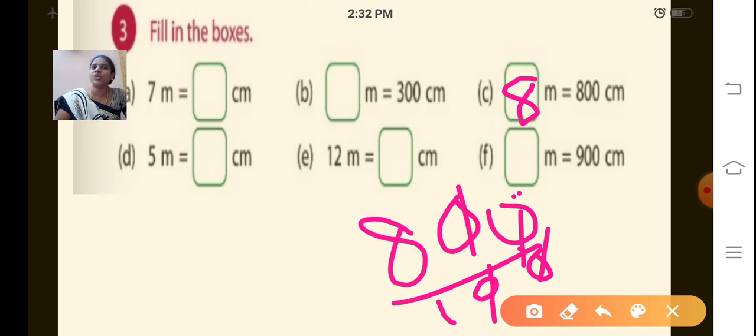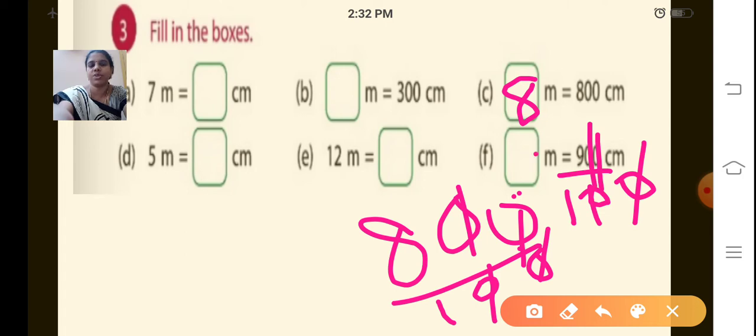So, you know how to convert meter to centimeter. Convert meter to centimeter, multiply by 100. And to convert centimeter to meter, divide by 100. Clear now? Then, D sum is homework for you. E sum is homework for you. And F sum. Dash meter is equal to 900 centimeters. Same way, it is in centimeter. Divide by 100, 900 divided by 100.